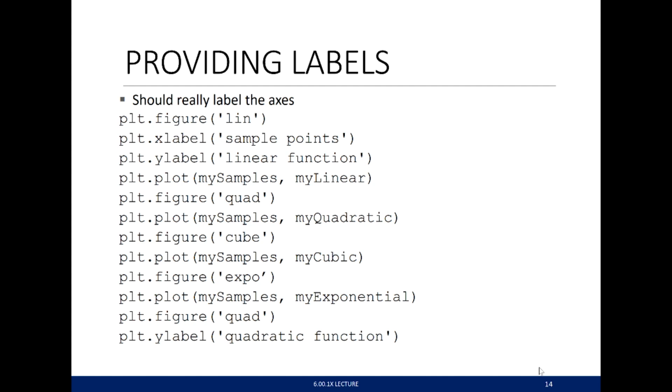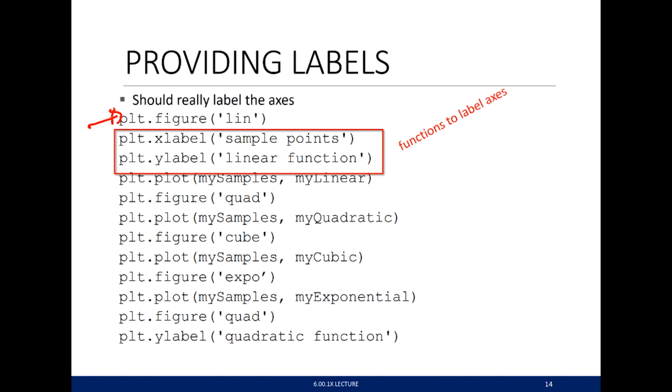And notice what I've done. First of all, I open up a figure that I'm going to call lin, for linear. The next two calls put an X and Y label on that graph. They just take string arguments. So on the x-axis, I'm going to say sample points. On the y-axis, I'm just going to say linear function. Obvious things to put in there. I then plot my samples versus my linear, as we did before.